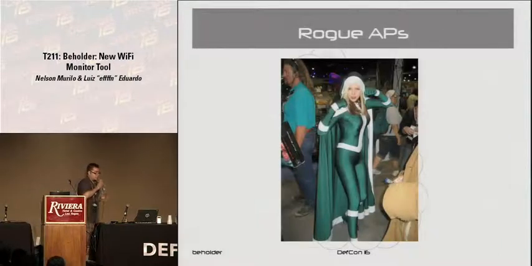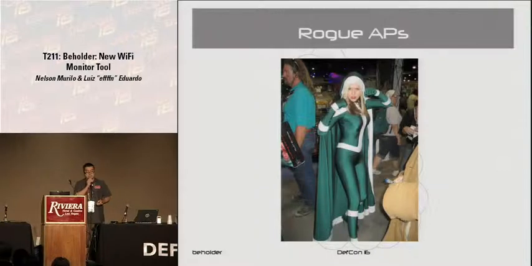Rogue access points. This could be a whole talk by itself, because when you say rogue access points, what could be a rogue access point? Rogue access point is any malicious access point. So from a vendor perspective, some vendors classify a rogue access point as an access point that is plugged into your network, which is true.